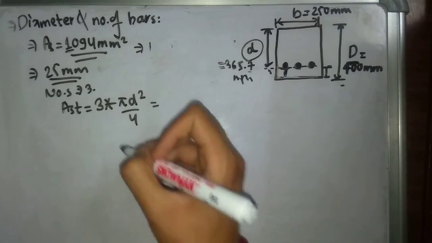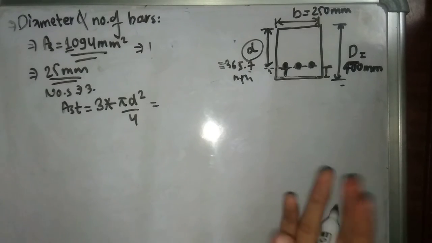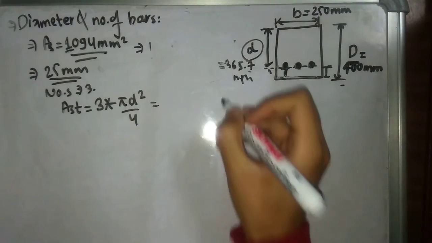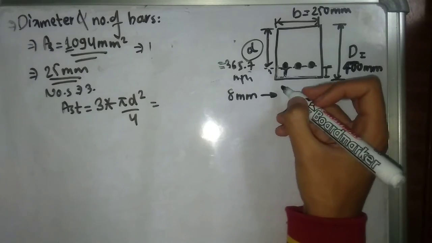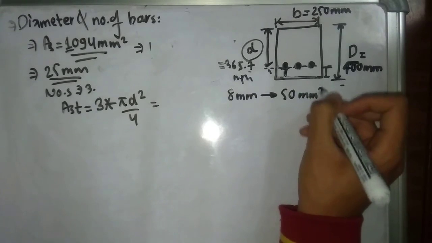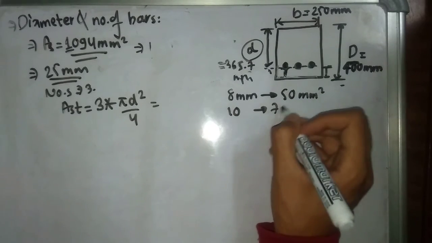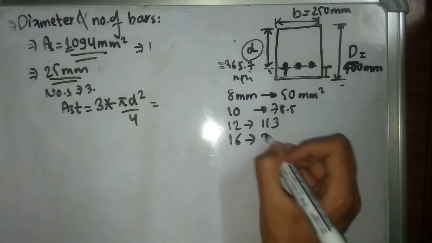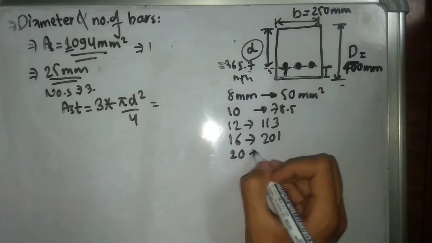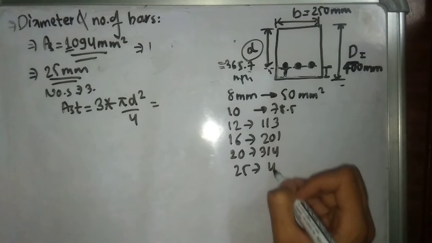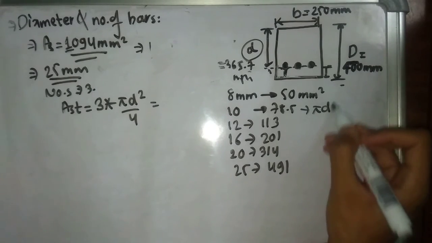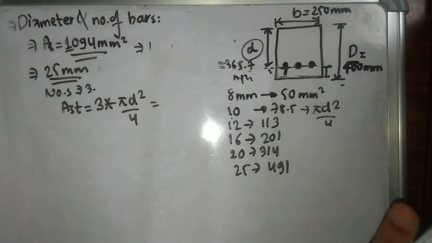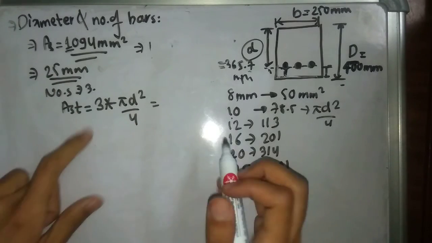So what you can do is, we can memorize the area of steel for different bars as well. So let me write it down over here. For our different bars, we have different diameters. For our 8 mm bars, the area is 50 mm square. Similarly for our 10 mm bars, the area is 78.5, for 12 mm bars it is 113, for 16 it is 201, for 20 it is 314, and for 25 it is 491. So we can simply calculate this by putting pi d square by 4, where you can put the value of d as 8, 10, 12, 16 respectively, and you're going to get this value, or you can simply memorize them as well.